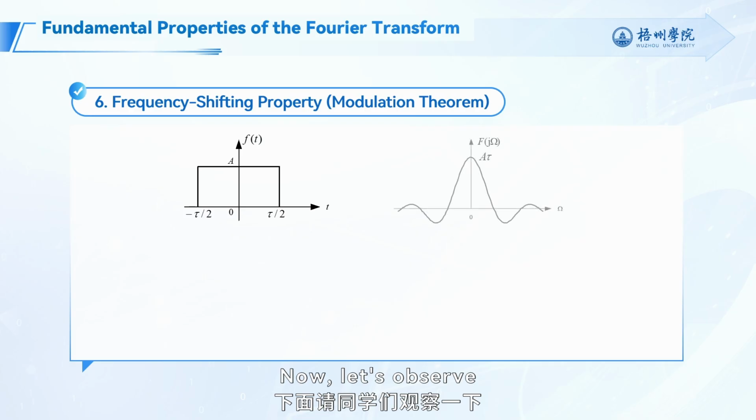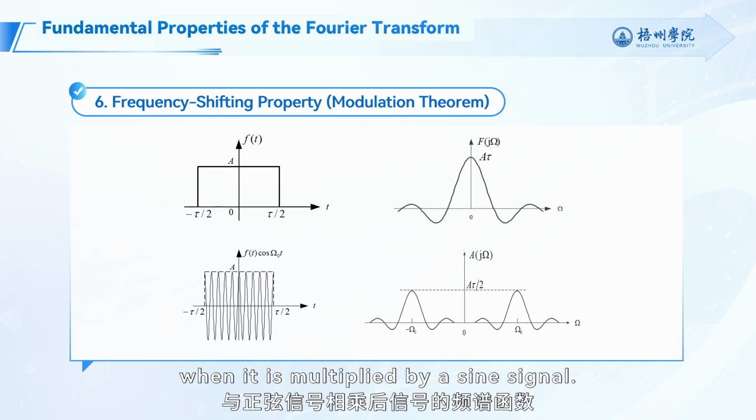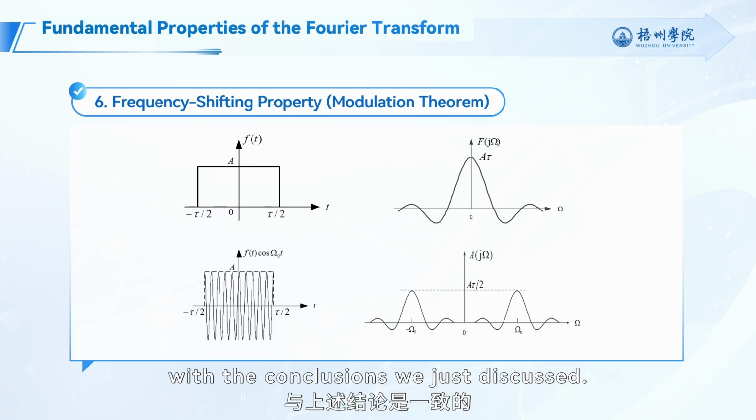Now, let's observe the spectrum of a rectangular pulse signal f(t) when it is multiplied by a sine signal. As shown in the figure, the result is fully consistent with the conclusions we just discussed.